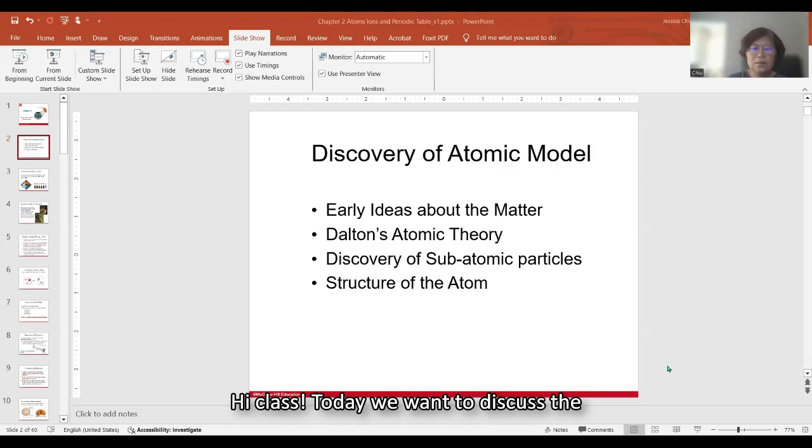Hi, class. Today we want to discuss the discovery of the atomic model. We will discuss the Greeks' early ideas about matter, Dalton's atomic theory, and the discovery of subatomic particles. At the end, we will show what the current atomic model looks like.